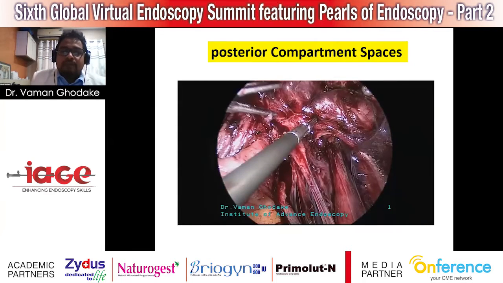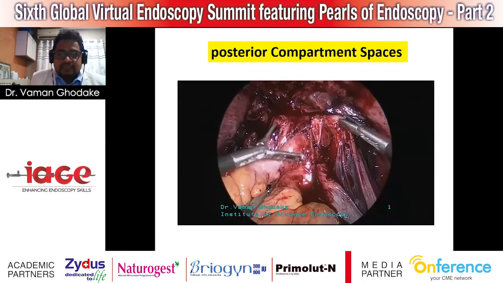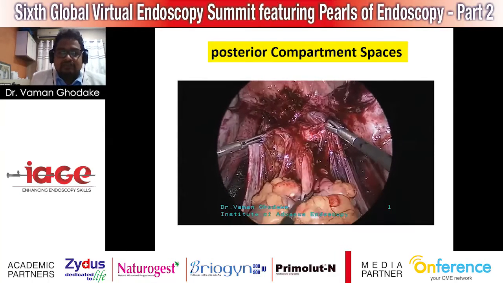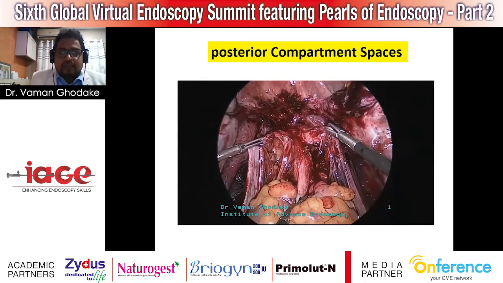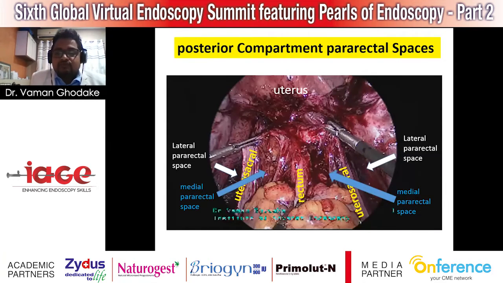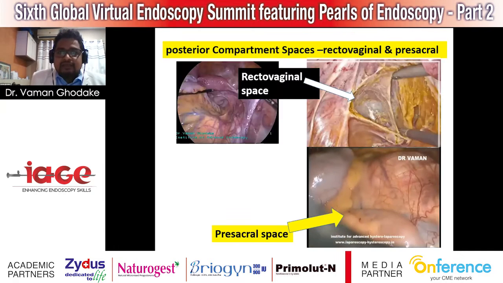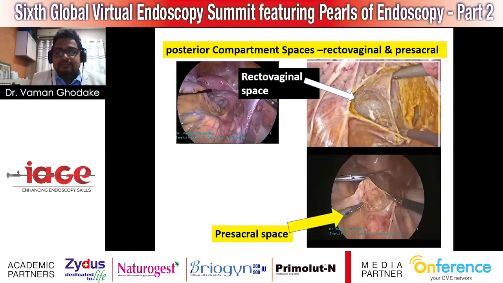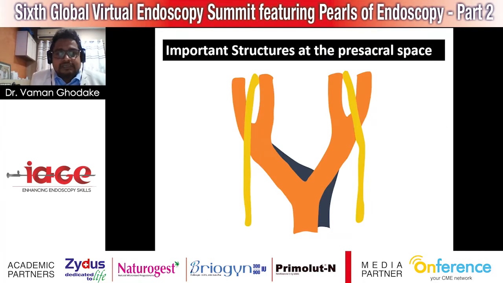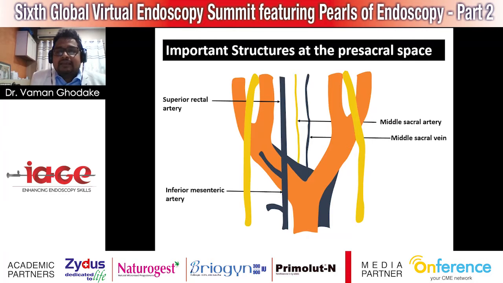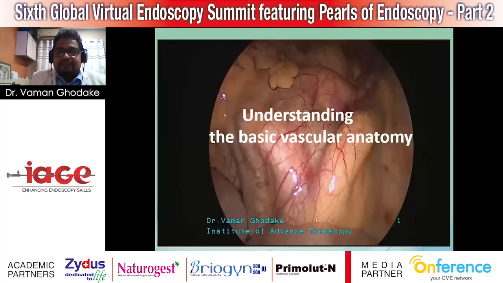Now, for the posterior compartment, the pararectal spaces. Here, the applied anatomy is that we usually deal with these spaces in cases of deep infiltrating endometriosis, rectal nodules, or uterosacral nodules, and the spaces of importance are the lateral and medial pararectal spaces. Then the rectovaginal space and the sacrum, the presacral vessels and nerves, and the presacral space. A few important structures at the presacral space are the inferior mesenteric artery and the middle sacral artery as well as vein.